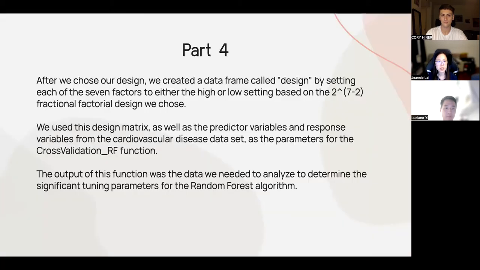We created a data frame called Design by setting each of the 7 factors to either the high or low settings based on the 2^(7-2) fractional factorial design we chose. We use this design matrix as well as the predictor variables and response variables from the cardiovascular disease dataset as the parameters for the cross-validation RF function. The output of this function was the data we needed to analyze to determine the significant tuning parameters for the random forest algorithm.